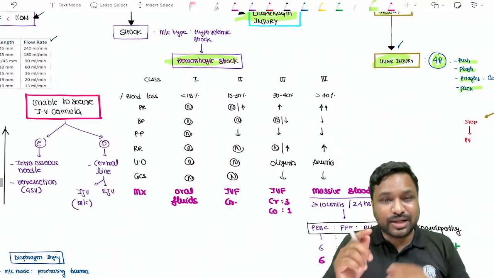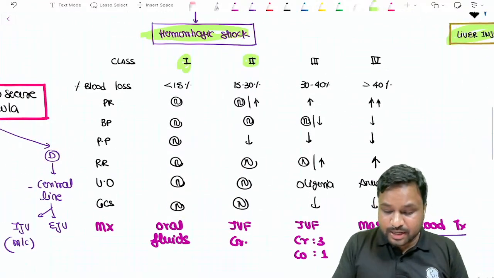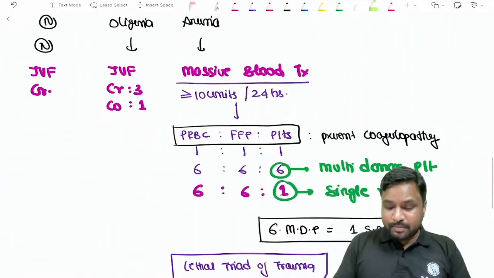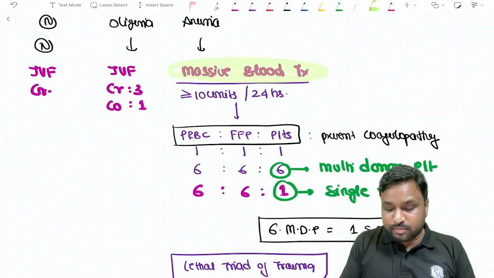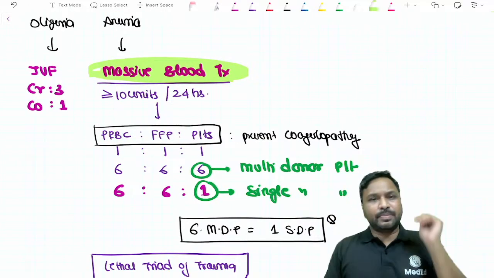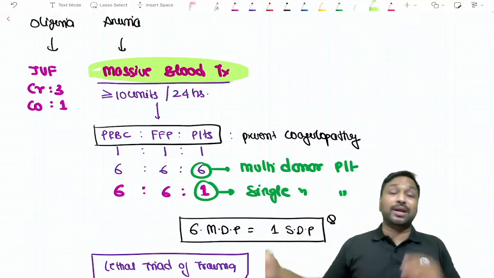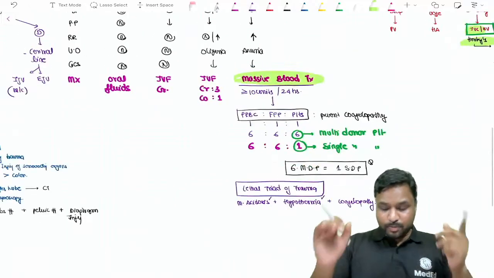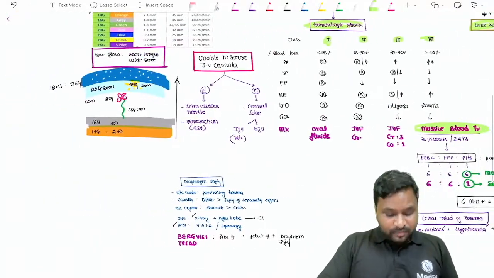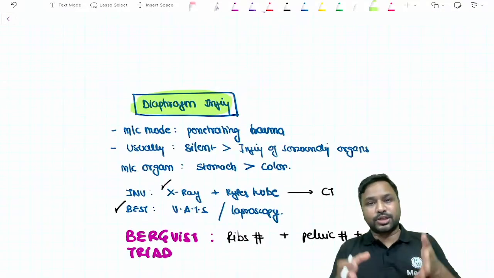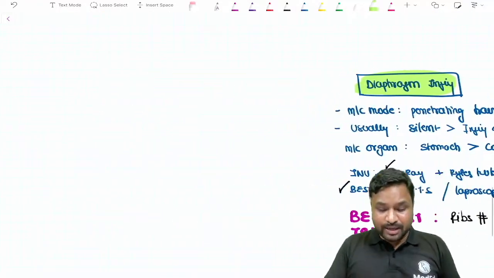Remember the categorization and classification into class 1, class 2, class 3, class 4. All the parameters in shock are important. But remember the protocol for massive blood transfusion: packed RBCs, FFP, platelet ratio of 1:1:1. Remember, 6 multi-donor platelets equal 1 single donor platelet, to prevent coagulopathy. That is important. We have already discussed the diaphragmatic injury, and I've given all the important points to remember for it.